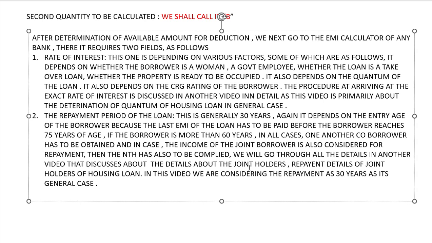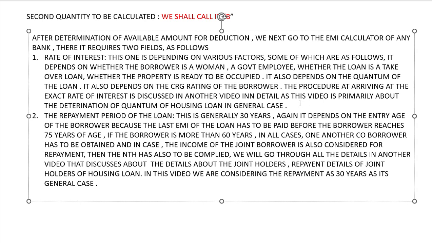Arriving at the rate of interest, a deep or complete explanation would take another video, because there are various factors: whenever the borrower is a woman, whenever the loan is a takeover, whenever the house is ready to occupy, whenever the customer is a government employee, or whenever there is a perfect CIBIL, a perfect NTH, and a CRG rating of the customer that is prime. All these factors influence the rate of interest. So this concept itself requires another video, and we'll discuss that in another video.